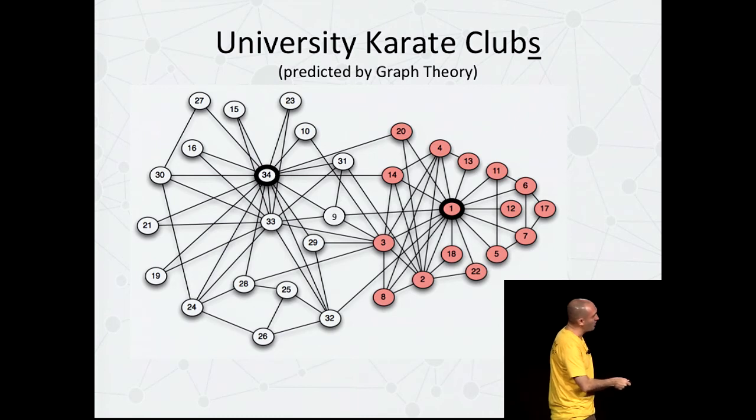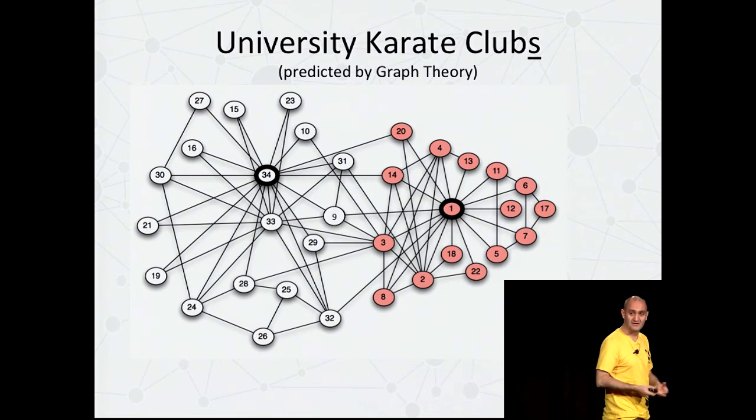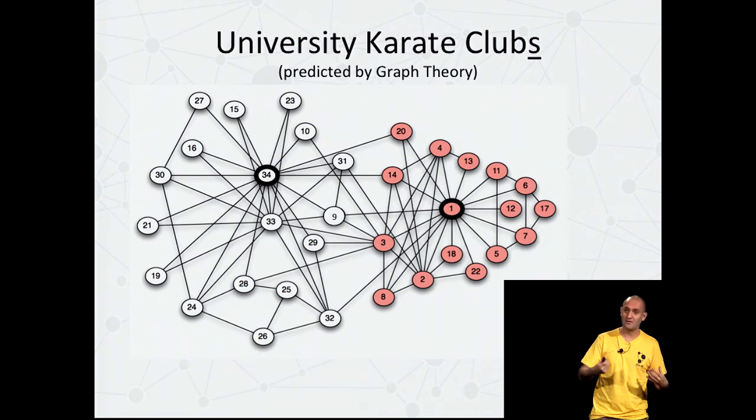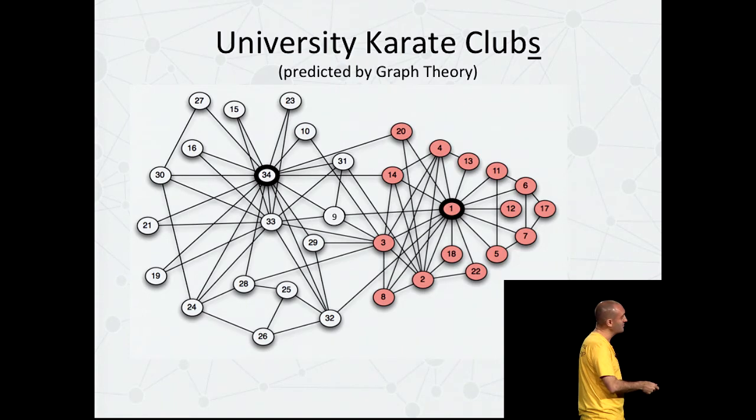Now, in this university karate club, there are two main nodes. There's this node labeled 1 and this node labeled 34. And node 1 is the guy that formed the club. He's a student instructor of karate. And as the club's grown, they found that they needed another instructor just to keep up with the number of students that were attending. So they employed this guy here, number 34, as a professional karate instructor.